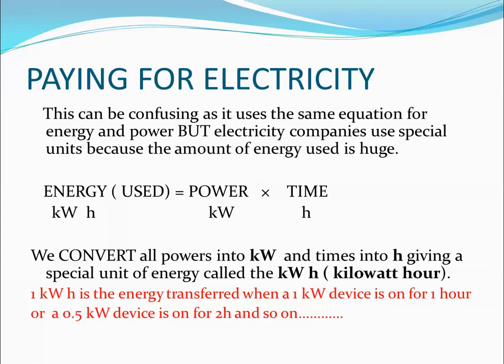So we have to now convert all powers into kilowatts and all times into hours. How do you know when to do that? Well, you just look at the question, and if it talks about paying for electricity, then this is the units to use. And we get the main unit called the kilowatt hour. As an example, 1 kilowatt hour is the energy transferred by a 1 kilowatt device for 1 hour, 1 times 1. You could have a 0.5 kilowatt device on for 2 hours, and that would give you the same amount of energy overall, 0.5 times 2. So there's all sorts of combinations.